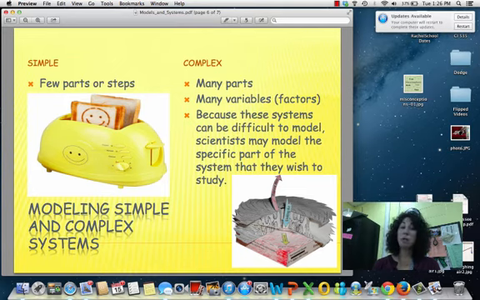Okay, some different types of systems. Simple: a couple of parts, a couple of steps. We can see, though, that systems can be complex. They can have many parts and many factors. Because those systems can be more difficult to make a model of, scientists may make a model of just part of the system, just the part that they want to study, versus the whole thing.